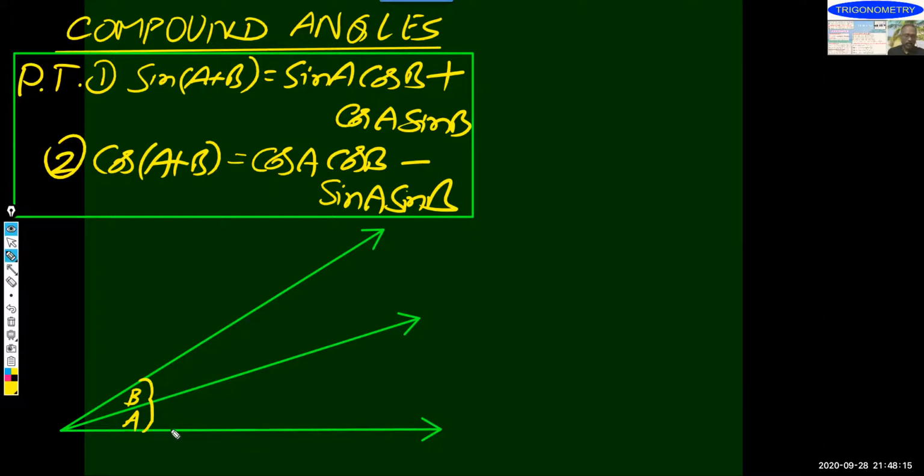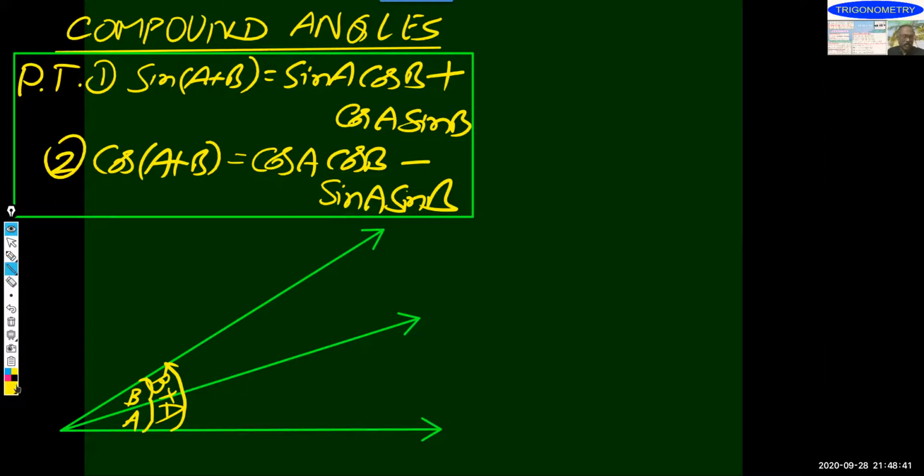And what is this total angle then? Can you respond? A plus B. That's it. So this is A, this is B, and the total is A plus B. Just understand that. Now, I'm constructing the right angle triangles.